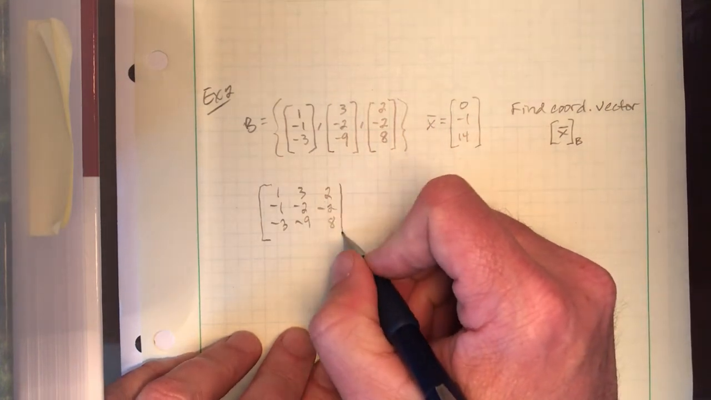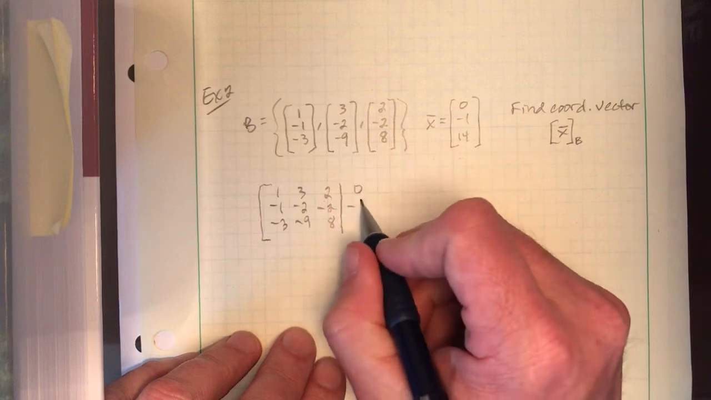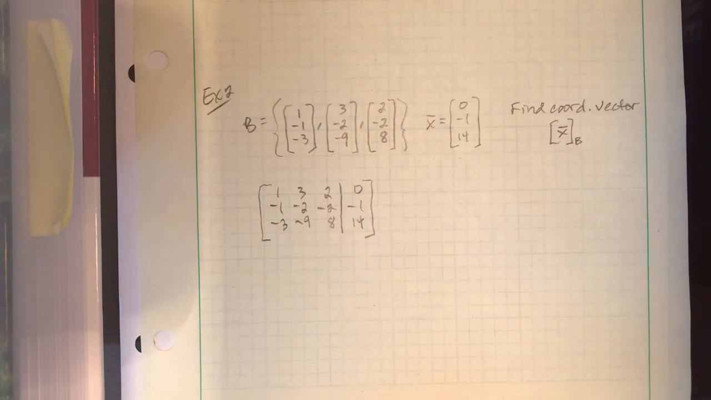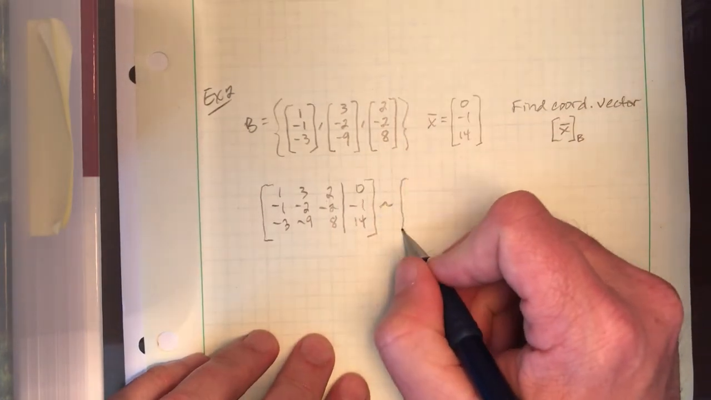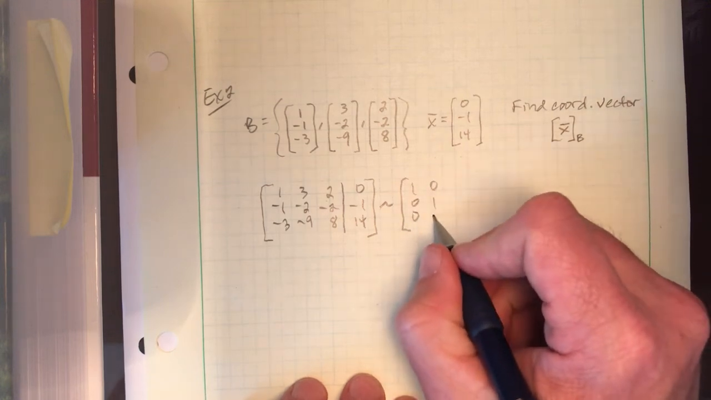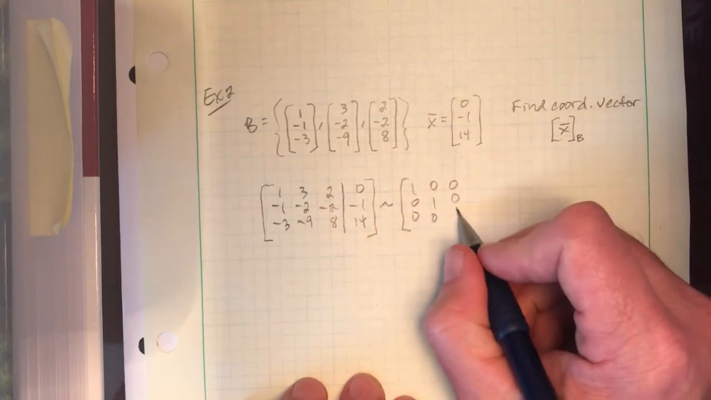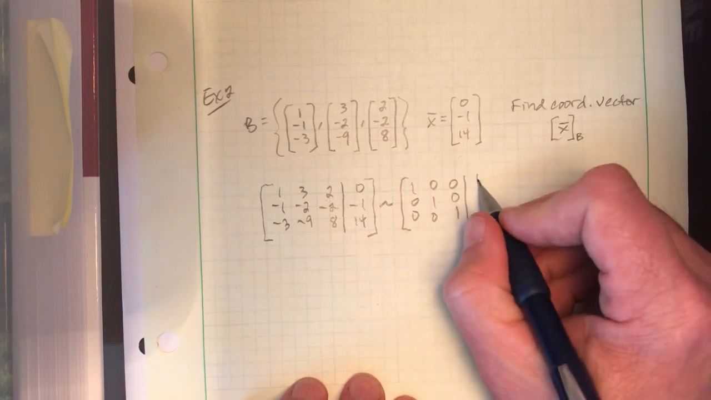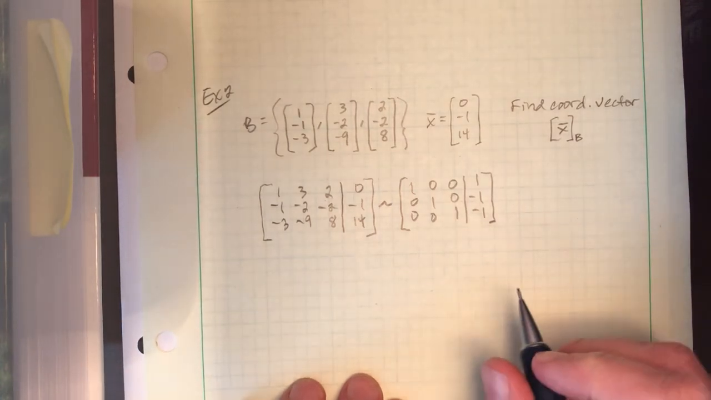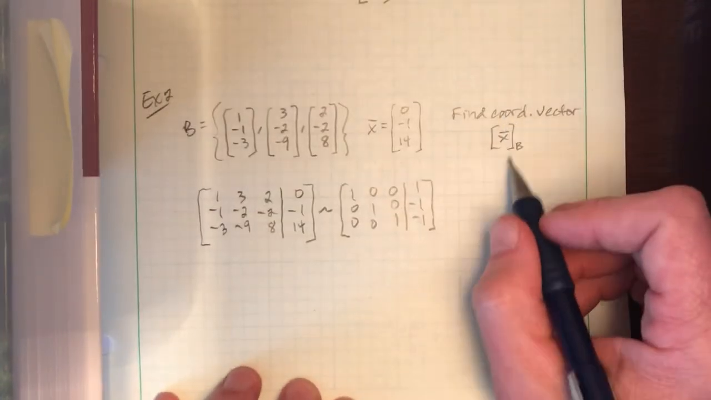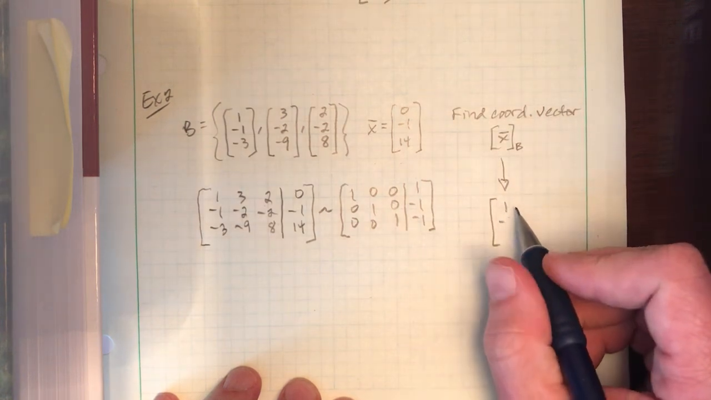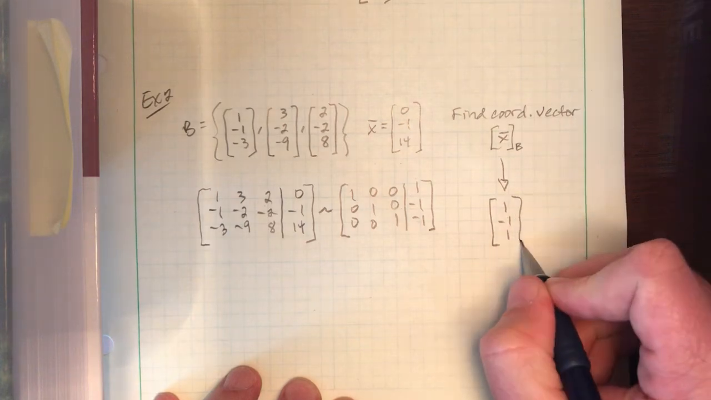And how did we usually find those missing weights? We augment this matrix with my target, and we are back to one skill we've done many times in this class. I'm going to row reduce this with a calculator to make things go quick. And it turns out we end up with the identity matrix on the left, which is great for us, and this on the other side. So it looks like we have just found that my coordinate vector is 1, -1, 1.